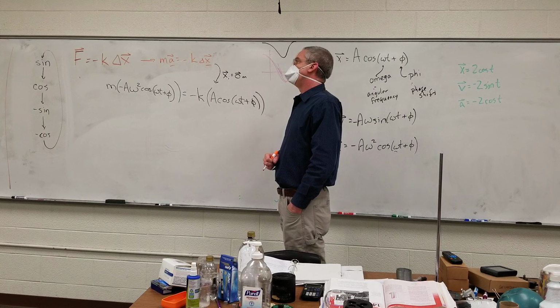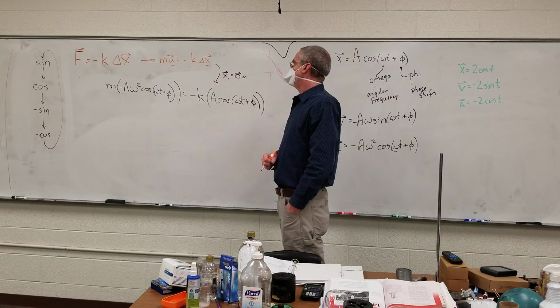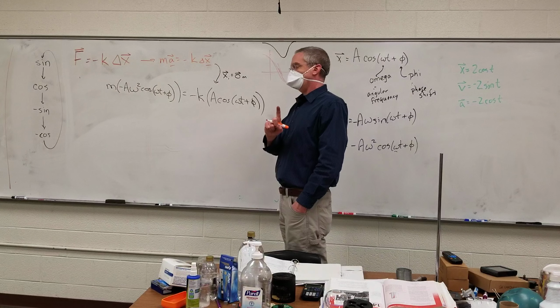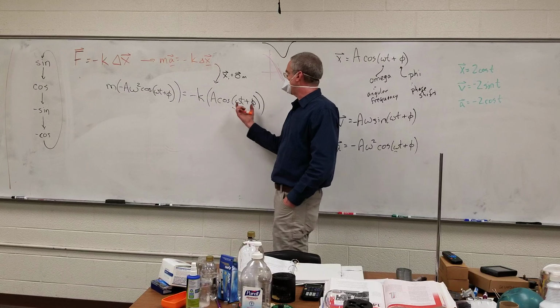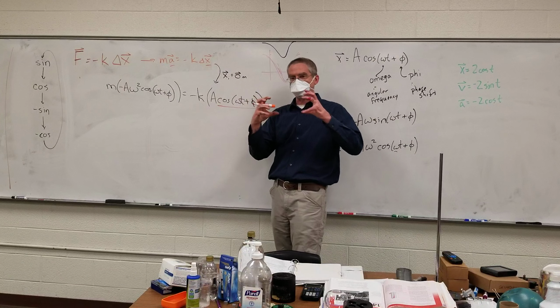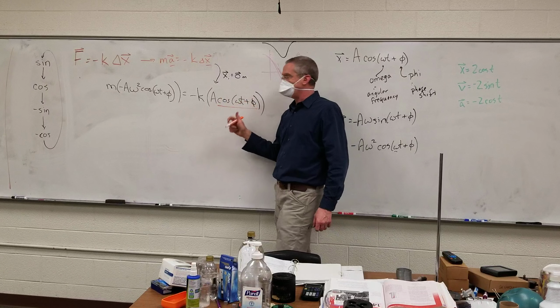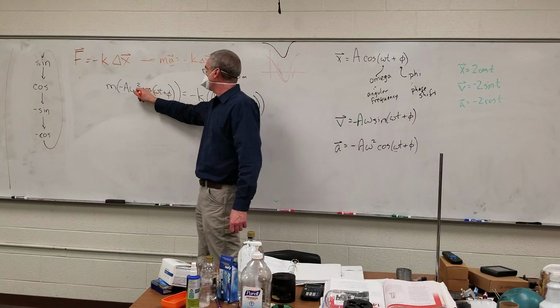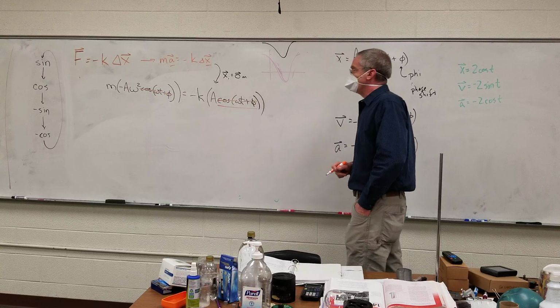You can cancel out omega t plus phi. Almost. And the cosine. These are linked together. You can't get rid of just this piece of it. You have to get rid of the whole cosine thing. So the whole thing goes away. All right, what else can we get rid of?